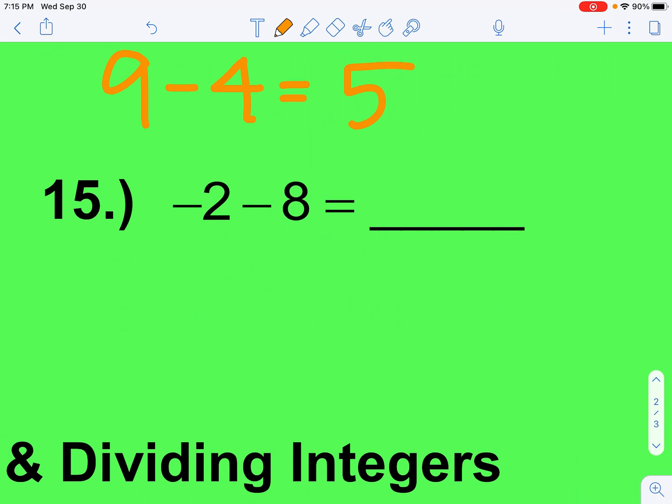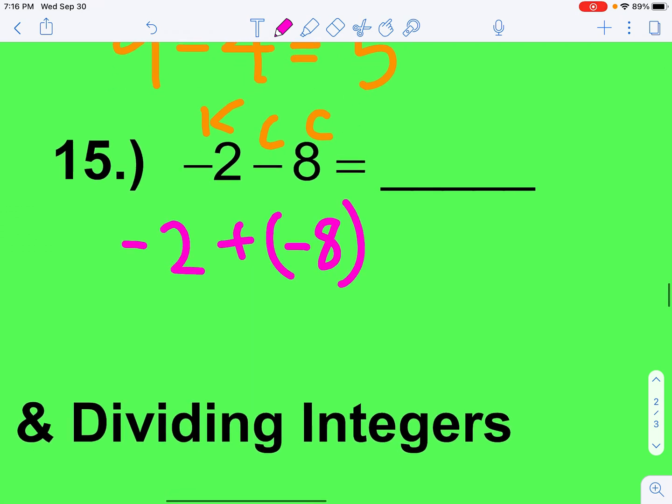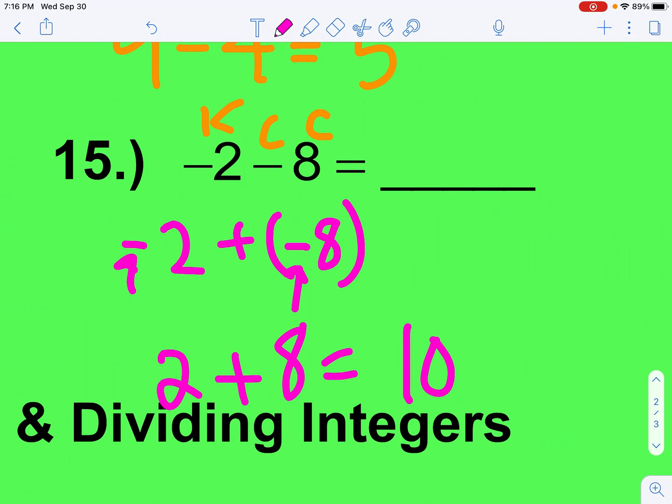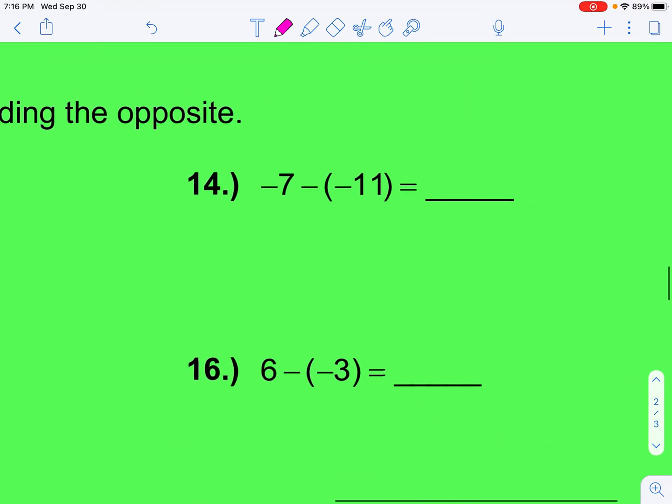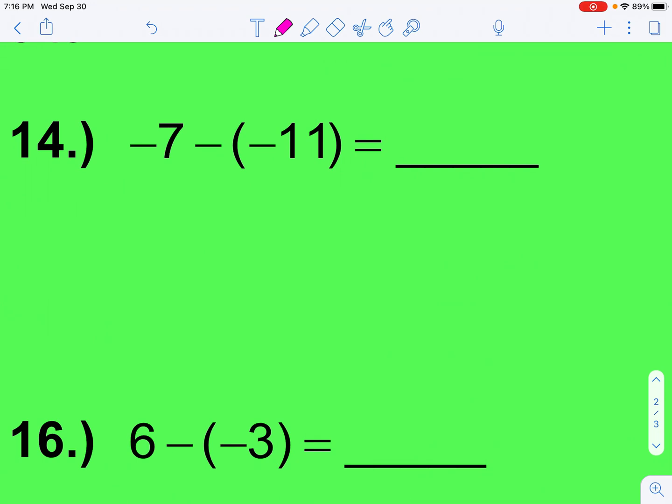I'm subtracting -2 minus 8. So I'm going to, again, use keep, change, change. I'm going to keep the -2, change the minus to a plus, change the 8 to a -8. Alright, but now my signs are the same, so I just add my numbers. 2 plus 8 is a 10, but both my numbers are negative, so my answer is a -10. Alright, let's go to number 14.